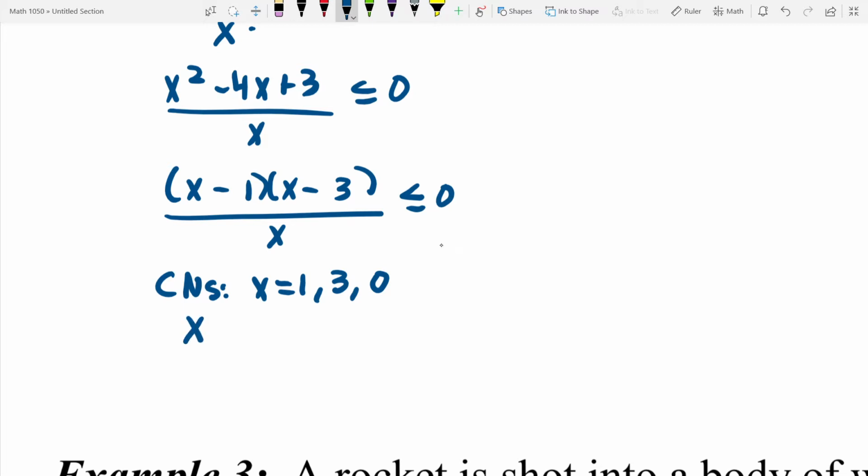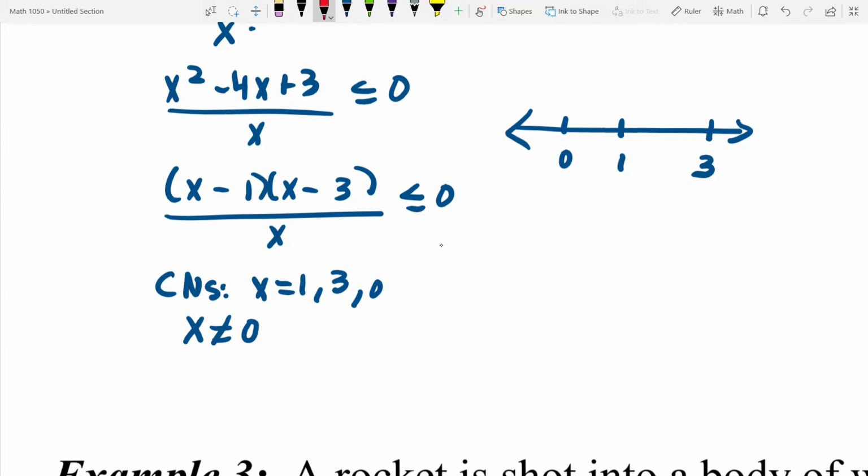What do I do now? Restrictions. X cannot be a what? 0. So guys, look. I go to my critical numbers and I remove 0. Is that correct? No, please don't do that. It's still a critical number. Go to your number line. Go to a 0. Close to it, do a 1. Further away, do a 3.